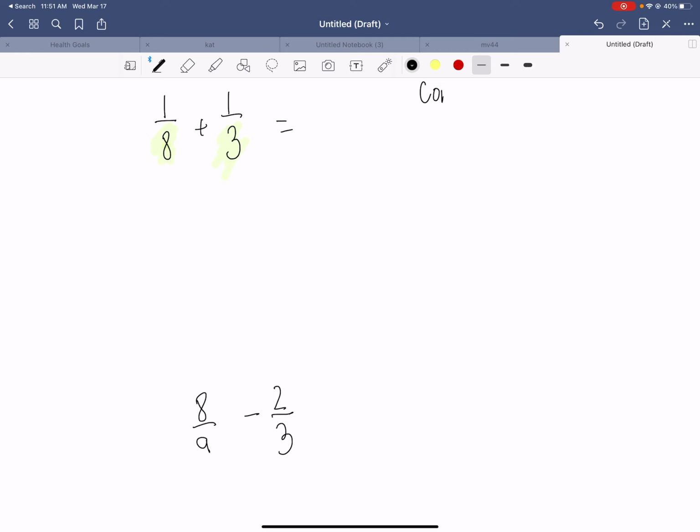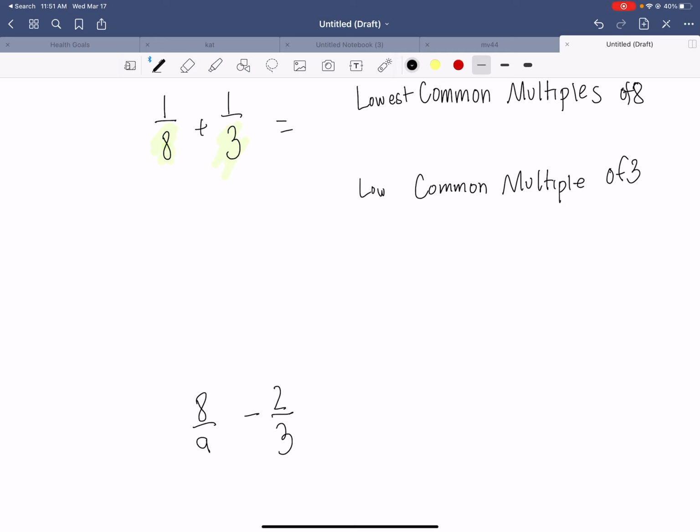And we're always finding our common multiples of the denominators. So of 8, and the same thing for 3, right? So common multiples. Now, the other important thing to remember is that we want the lowest. So we want the lowest common multiple. We're going to make a list of all of the multiples, but we want the smallest one. So we're going to go ahead and make our list of 8 and 3.